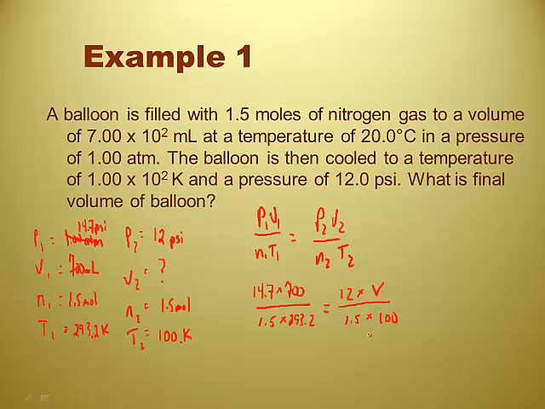All right, Mrs. G, I got that done. I get 293 milliliters for the volume 2, for V2. Mathematically, algebraically, what I did was kind of a zigzag. I multiplied 14.7 by 700 times 1.5 times 100, and then divided it by the product of 12 times 1.5 times 293. You did cross multiplication. Yeah, I did cross multiplication.